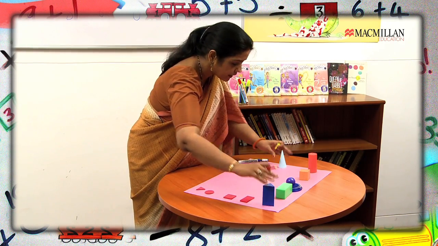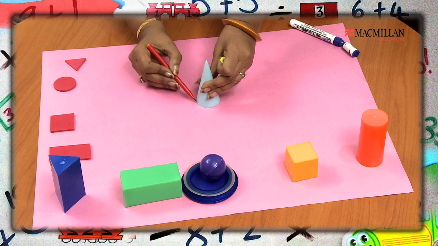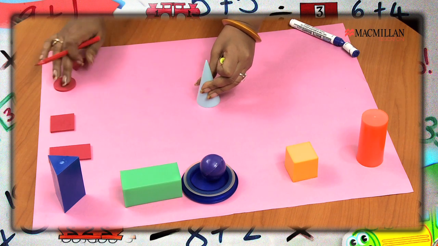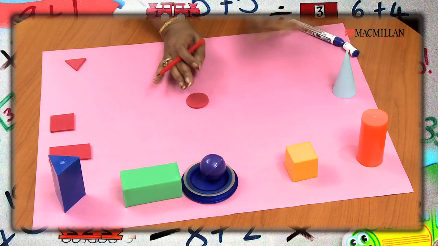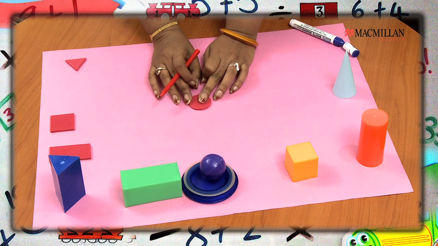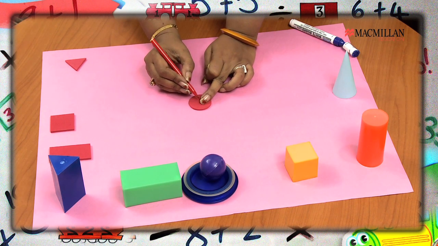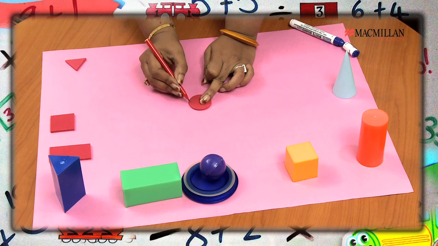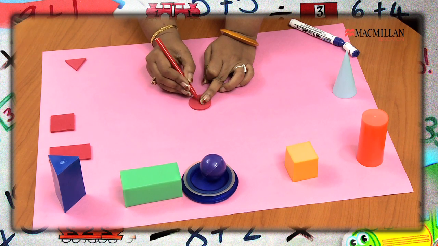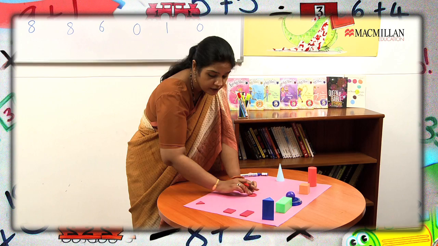And now supposing I keep my cone here and draw out here. What will I get? I will get a circle. Circle has its own speciality. There is no straight line on a circle and there is a center in the circle, and every point on this circle is at equal distance from that particular center.